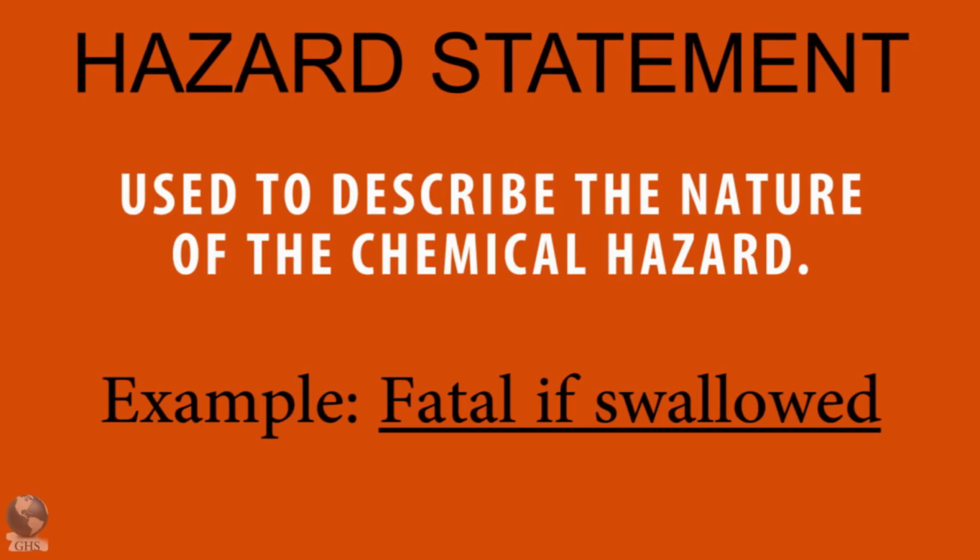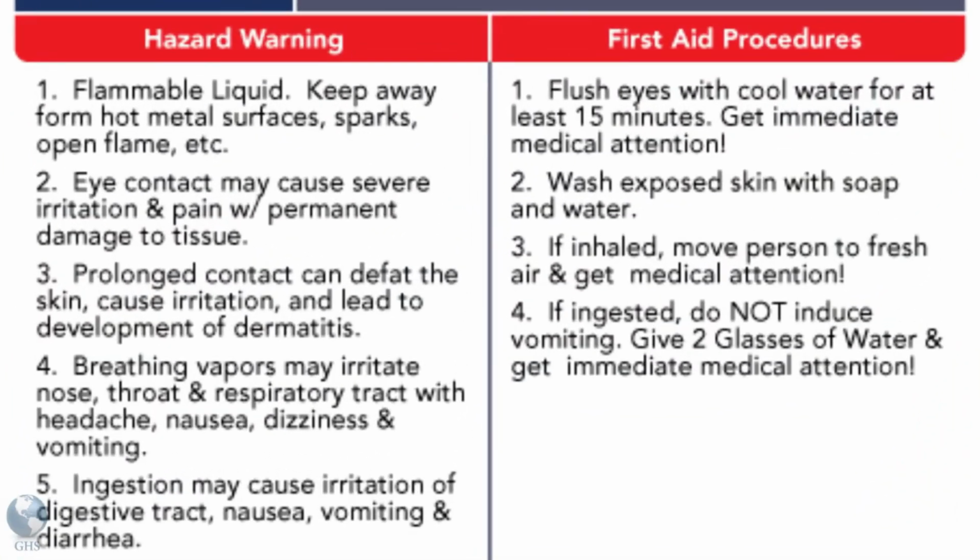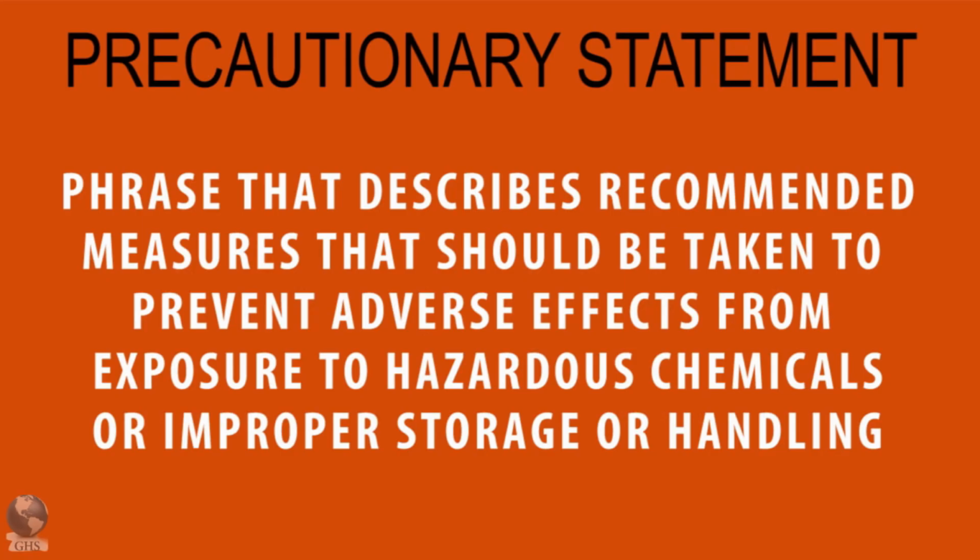Hazard statements are used to describe the nature of the chemical hazards, including, where appropriate, the degree of hazard. All of the applicable hazard statements must appear on the label. Hazard statements may be combined where appropriate to reduce redundancies and improve readability. Precautionary statements are defined as a phrase that describes recommended measures that should be taken to minimize or prevent adverse effects from exposure to hazardous chemicals or improper storage or handling.